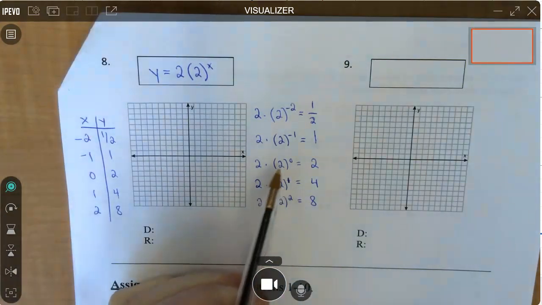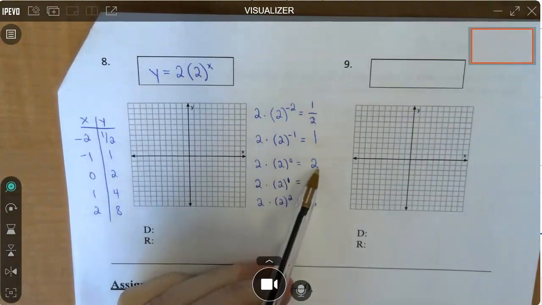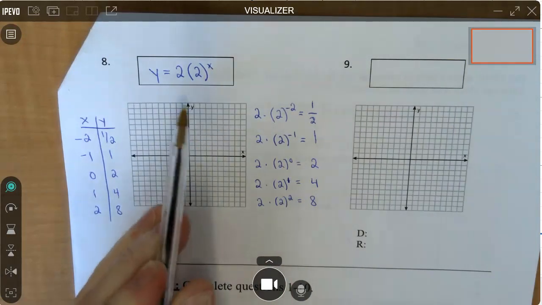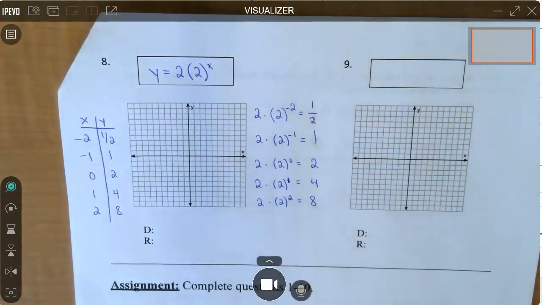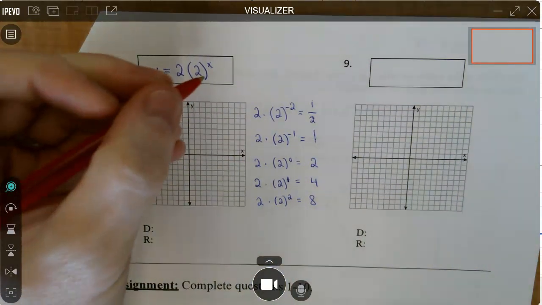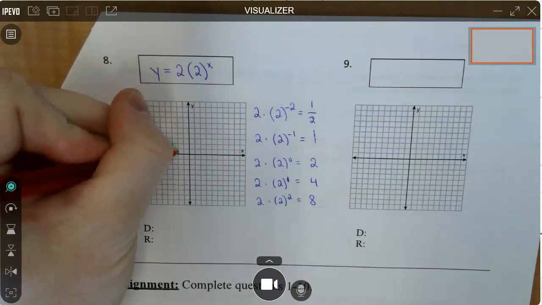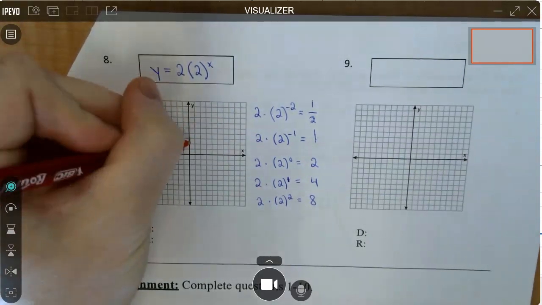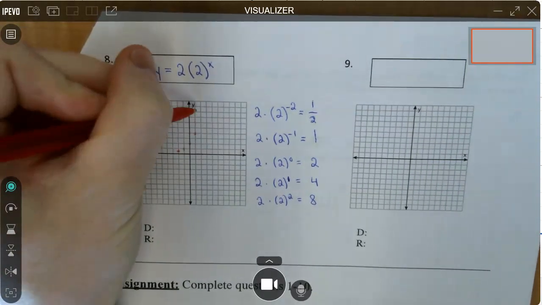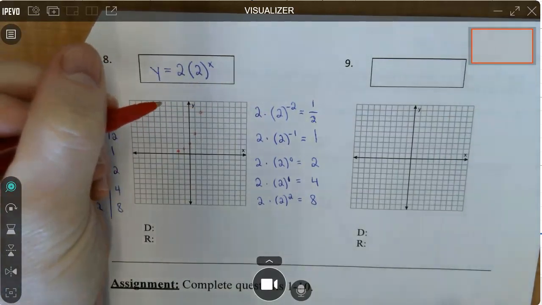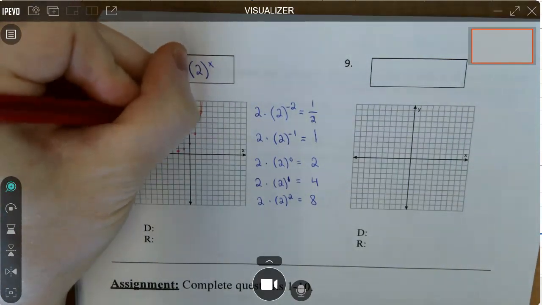The big difference is, look what happens when x was 0. Your y-intercept is now 2, which matches your a value. Your a value is your y-intercept. So when x was negative 2, we were at 1/2. When x was negative 1, we were at 1, 0, 2, 1, 4, and eventually 2, 8. And there is your graph.